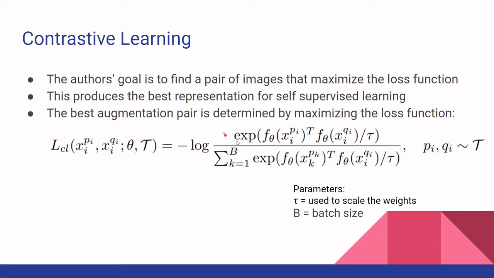And so here we have in the numerator, we take our model and we input the augmented image XP, and we get the weights of the model for that image. And we do the same thing for XQ. And so we take the weights of these two augmented images and calculate the inner product of the two. And so this inner product represents the similarity or distance between the two weights. And then they're scaled by a temperature parameter.